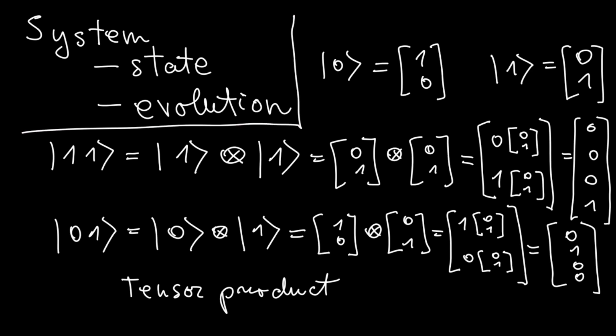Let's continue now with evolution. What does it mean to have some kind of evolution? For evolution, we're gonna use operators. For example, these operators work in all the computers, and it's enough to have 3 of those to do basically everything.